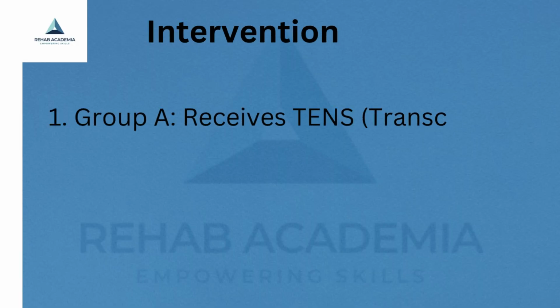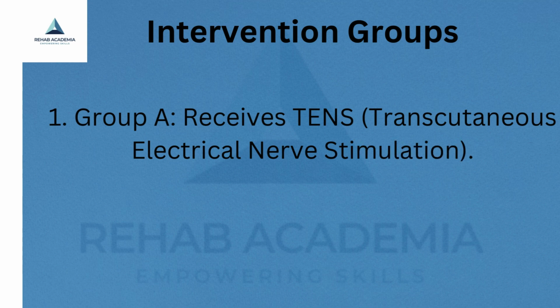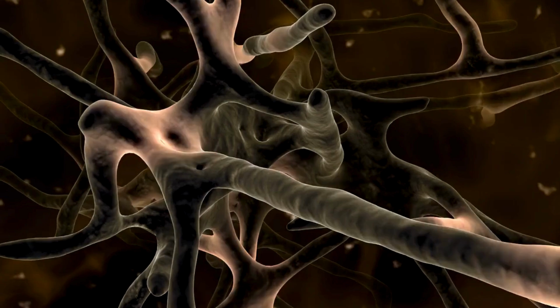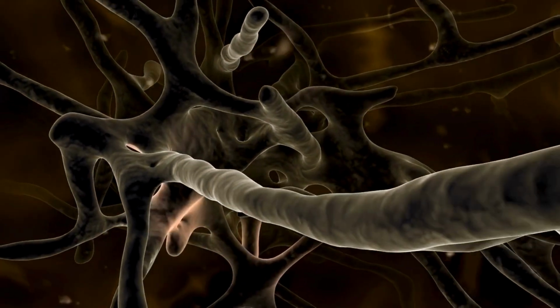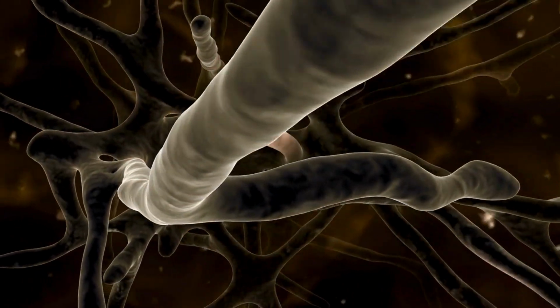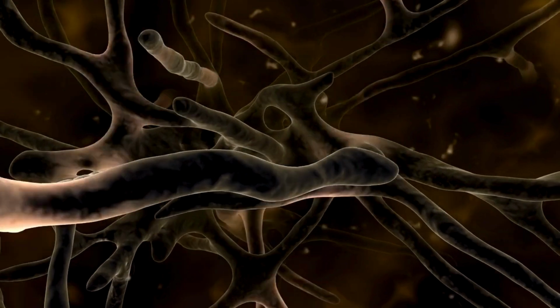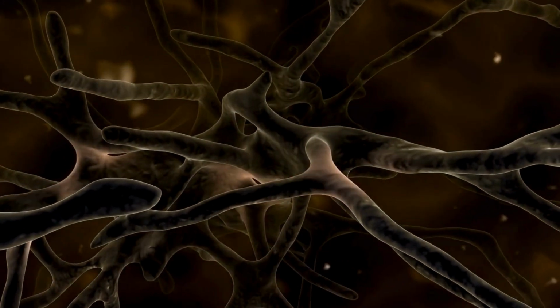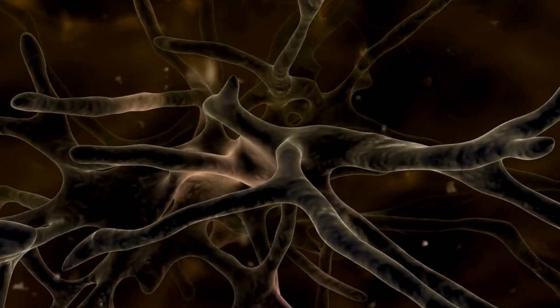Group A will receive transcutaneous electrical nerve stimulation, TENS, a non-invasive physiotherapy treatment that uses electrical impulses to relieve pain. This intervention aims to alleviate menstrual pain by modulating nerve activity and enhancing pain threshold, making it a commonly used approach for managing dysmenorrhea symptoms.